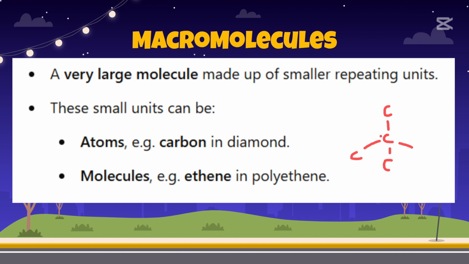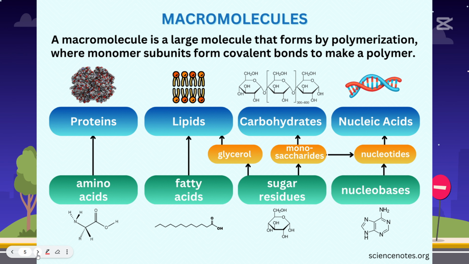So this carbon here being the central atom is joined to 4 other carbon atoms, and the structure continues and continues and continues. And that's what macromolecules are. They're very similar. They're just joined by different repeating units forming one combined structure, right? Another example would be molecules. So we said atoms such as carbon in diamond, and another example would be molecules such as ethene in polyethene.